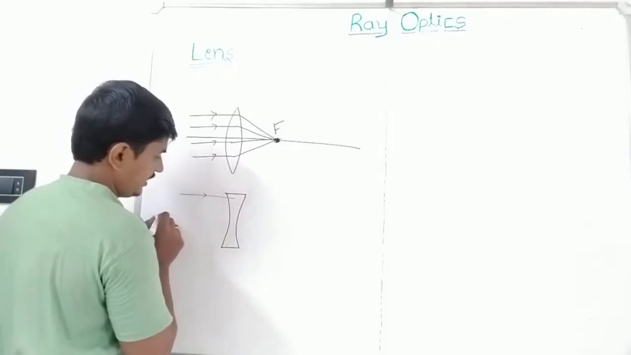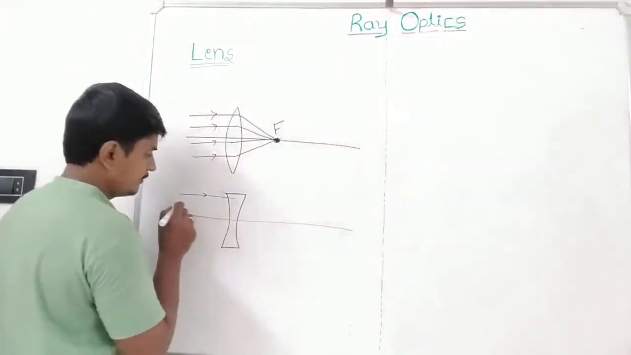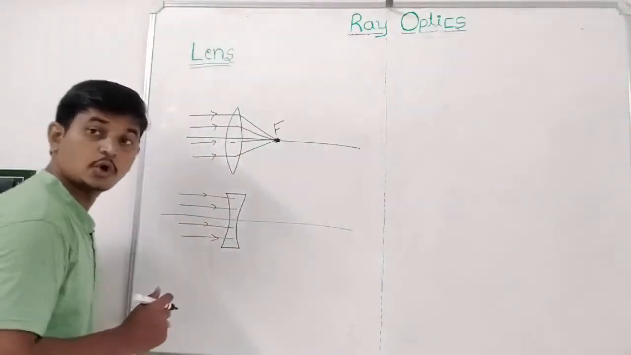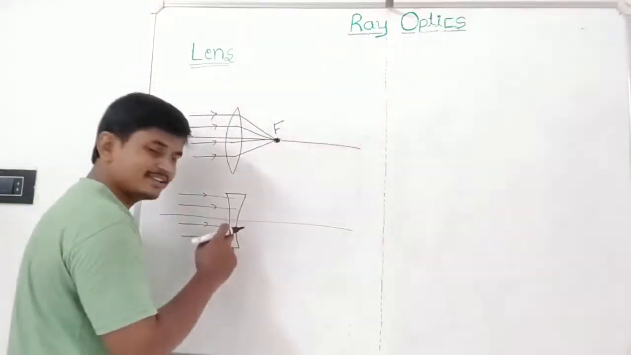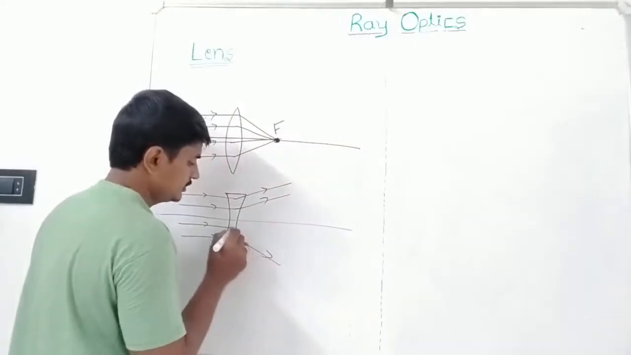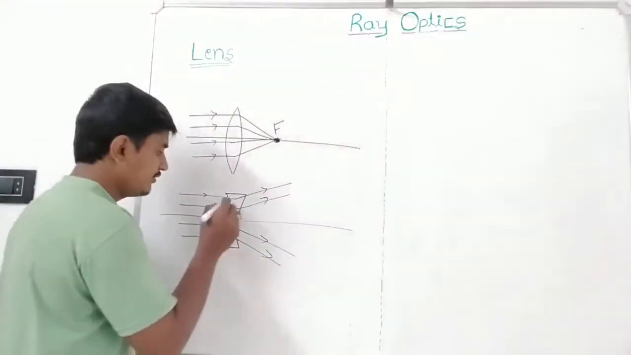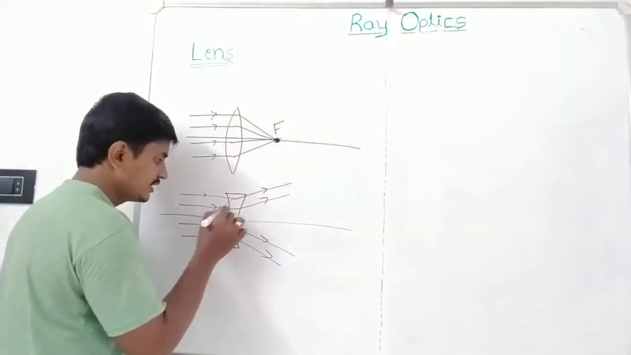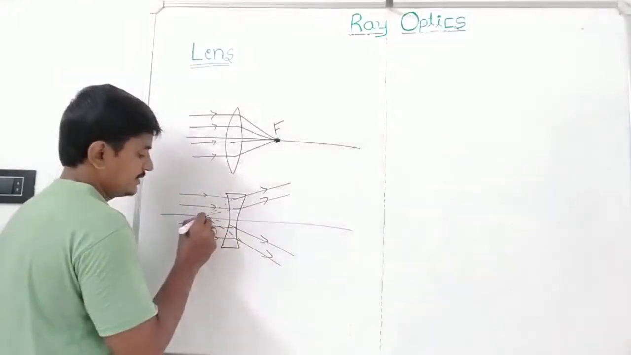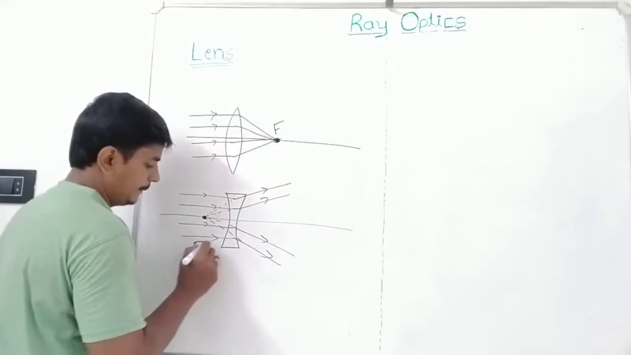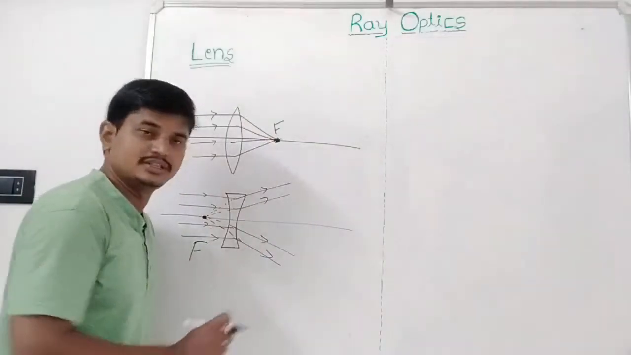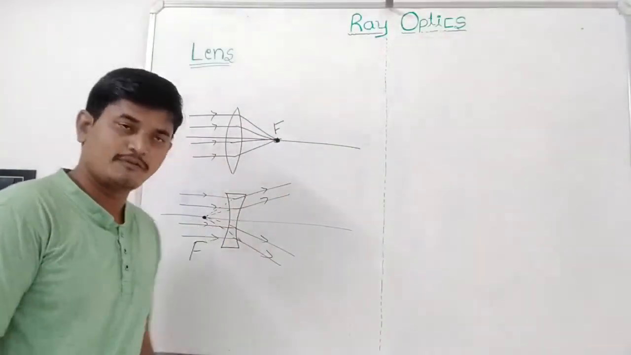When a parallel beam of light, this is the principal axis, is incident on the concave lens, these rays diverge like this, and appear to be diverging from a single point. These rays appear to diverge from a single point on the principal axis. This is what we call the principal focus. Here all the rays are focused at a single point. This is what we call the principal focus.